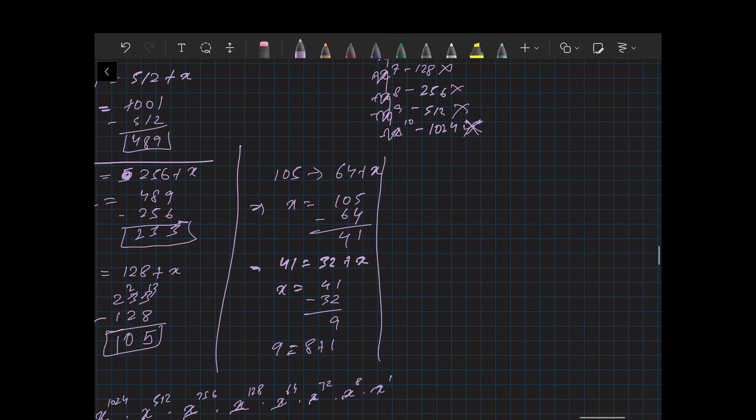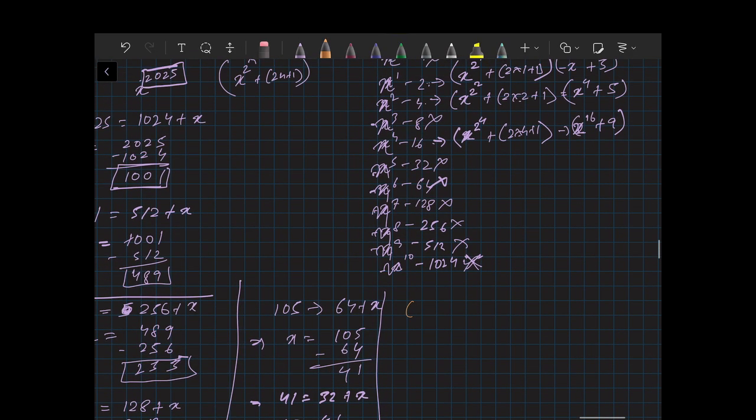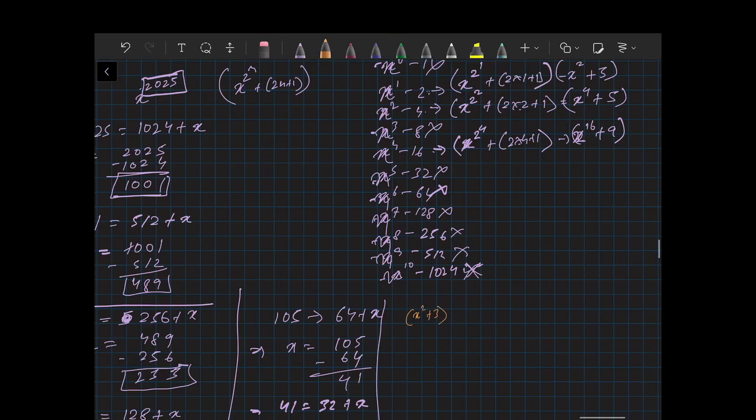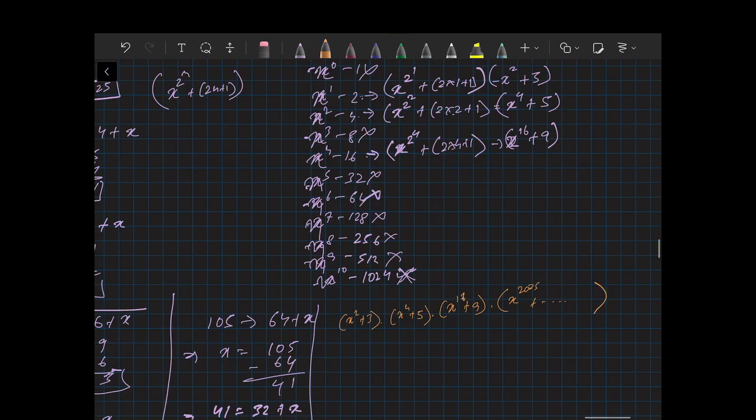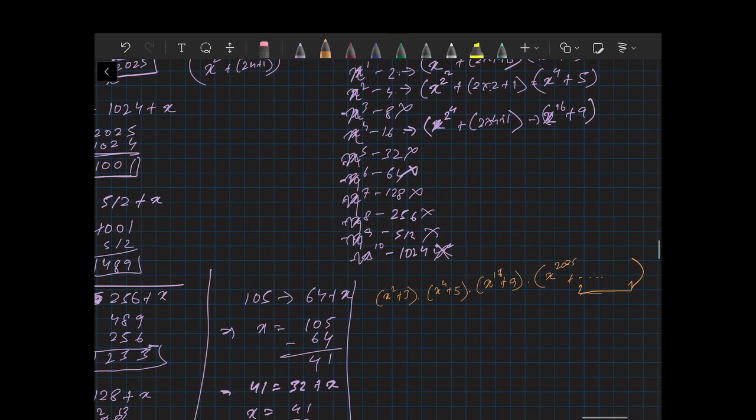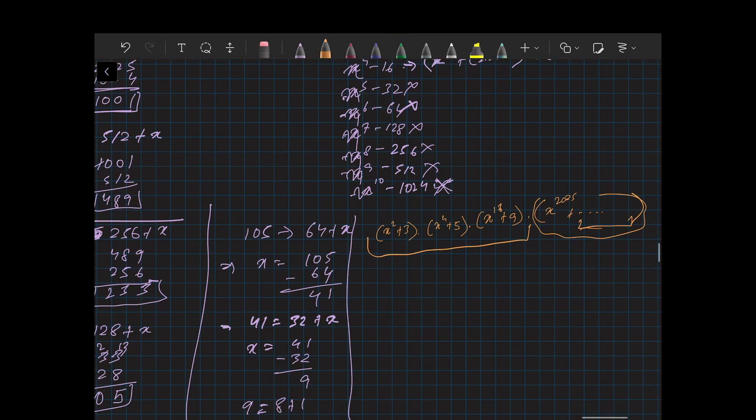So coming back, we have x squared plus 3, x to the power 4 plus 5, x to the power 16 plus 9, times x to the power 2025 plus all those terms that are there. But as you have seen before, we do not need to care about all of those things. To find the coefficient, when we multiply all this with the remaining 3 polynomials, we just have to take the constants and multiply them. 3 times 5 times 9: 3 times 5 is 15, and 15 times 9 is 135. So 135 is going to be the coefficient of x to the power 2025.